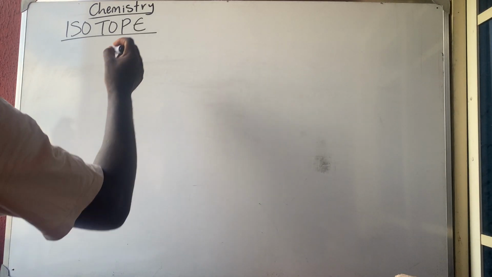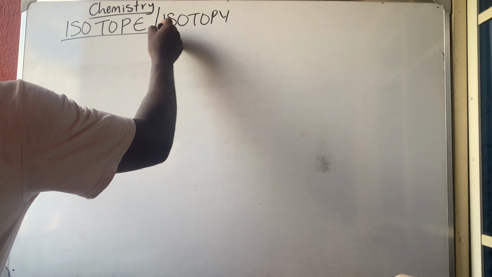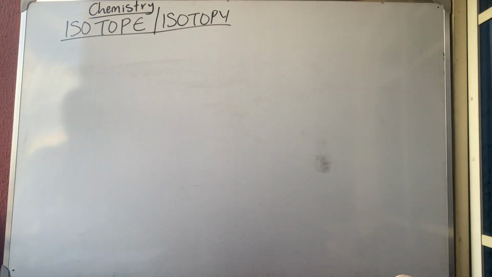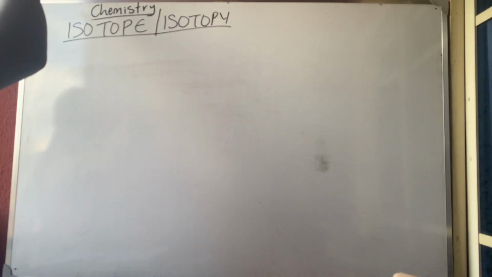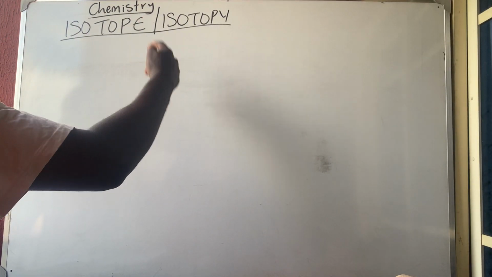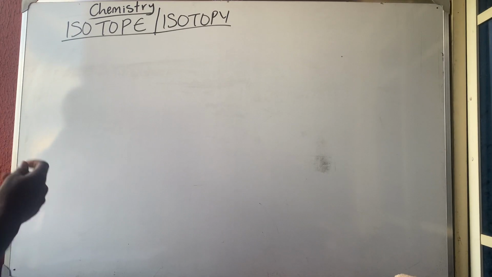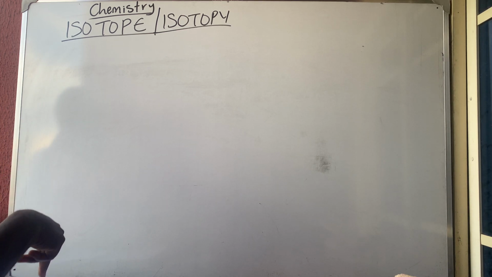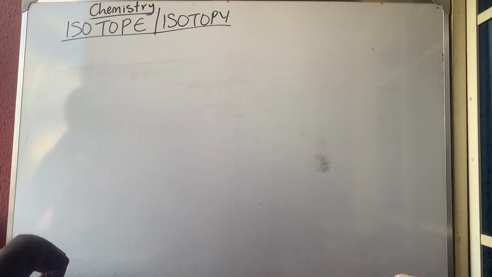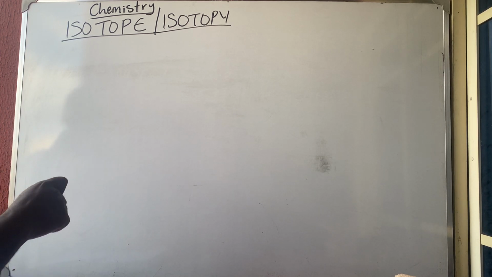In today's video, we'll be talking about isotopy. Okay? Now, the difference between isotope and isotopy: isotopes are the elements themselves, while isotopy is the phenomenon. So we say that isotopy is the phenomenon whereby different atoms with different mass numbers have the same atomic number.